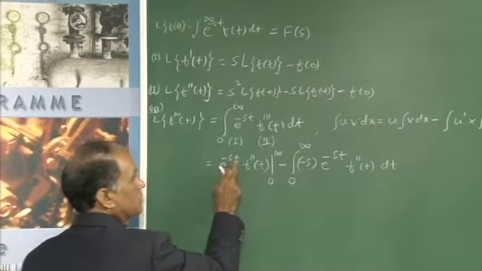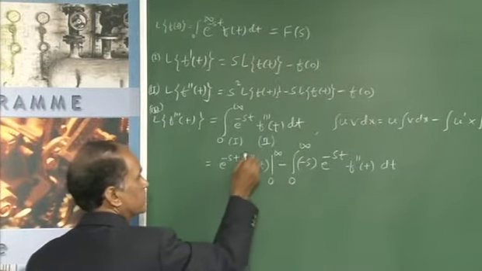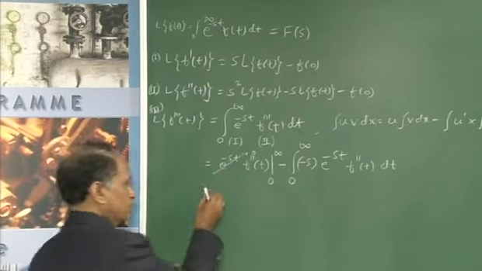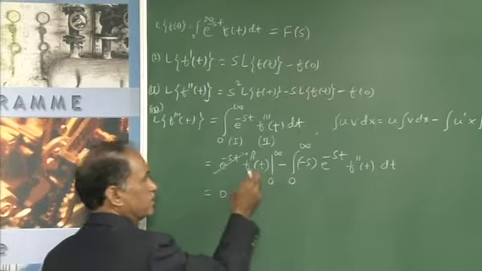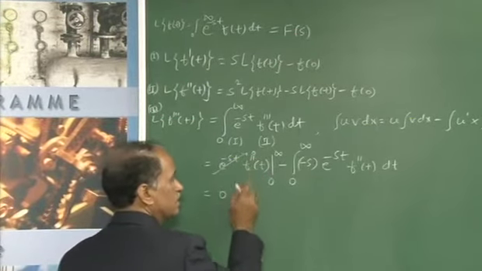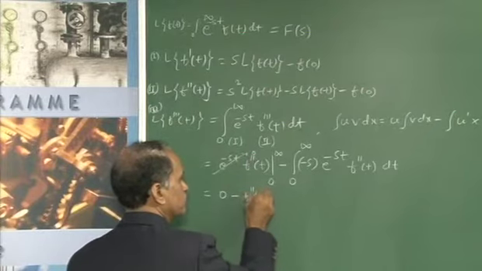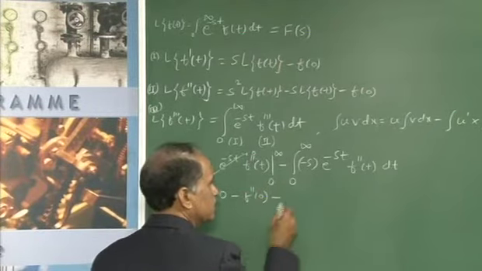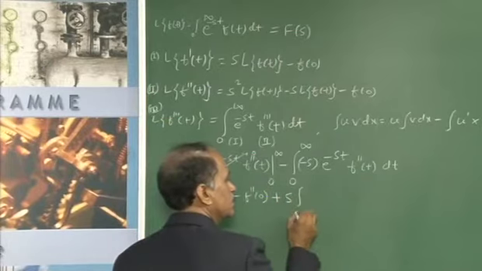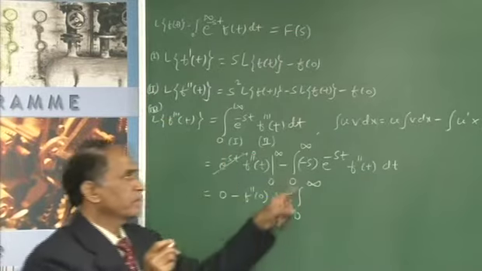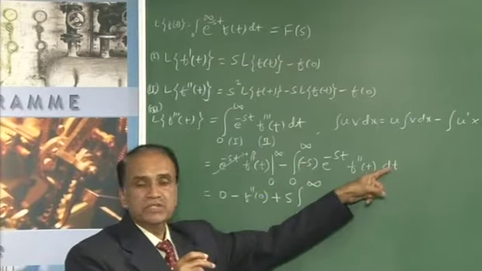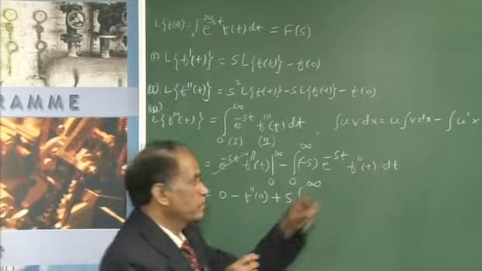Then at t equal to infinity, e to the power minus infinity, so that substitution becomes 0. And for the lower limit, t equal to 0 means e to the power 0 is 1, and f double dash 0. Minus, this minus becomes plus, and you can take s outside the integral sign, because s is constant when you are working the integration with respect to variable t.